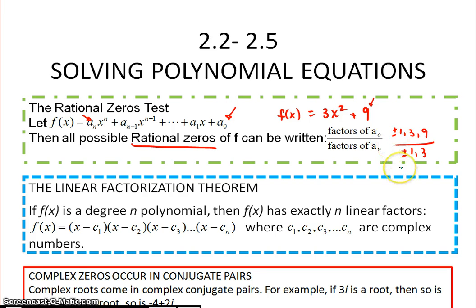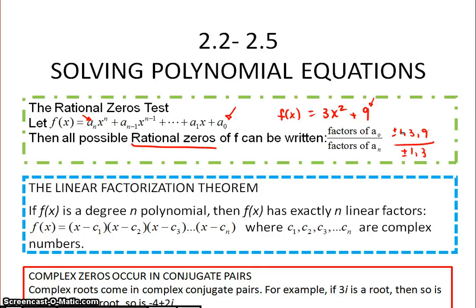And then you just separate into fractions, so you can have 1, 3, or 9 all over 1, or 1/3, 3/3, or 9/3, and that would be the list of all possible rational zeros. So remember, rational numbers are numbers that can be written as fractions, or they have a terminating decimal or a decimal that repeats. This does not give you the list of irrational numbers like square root of 2.